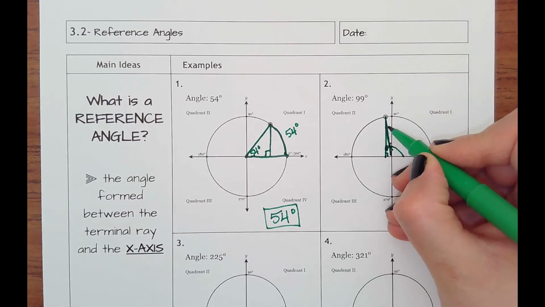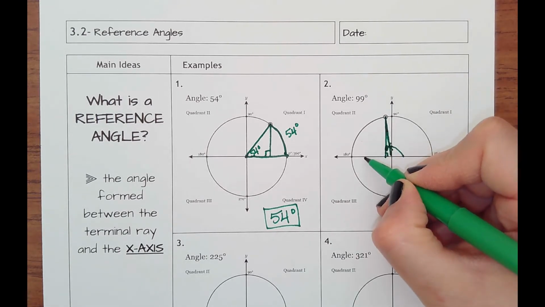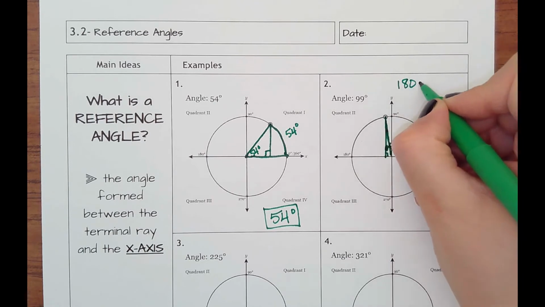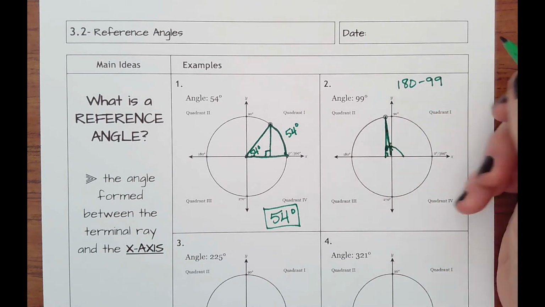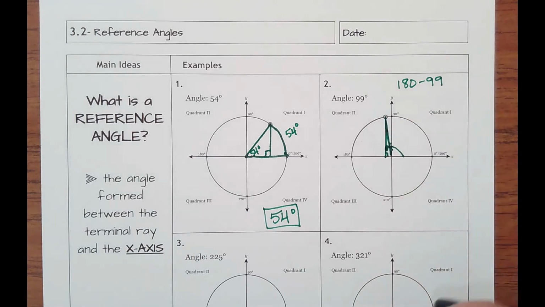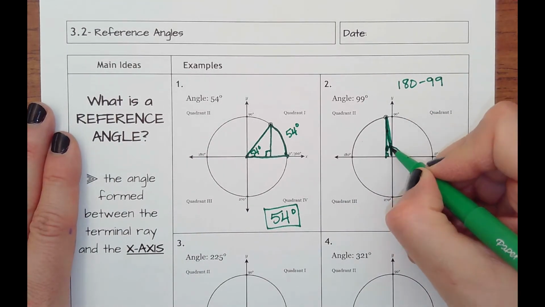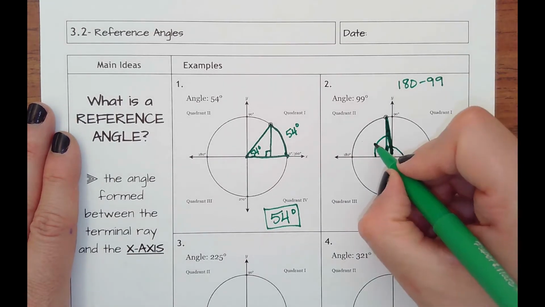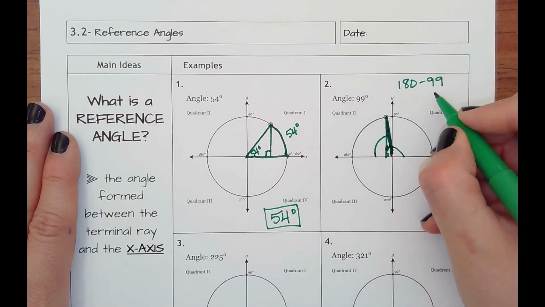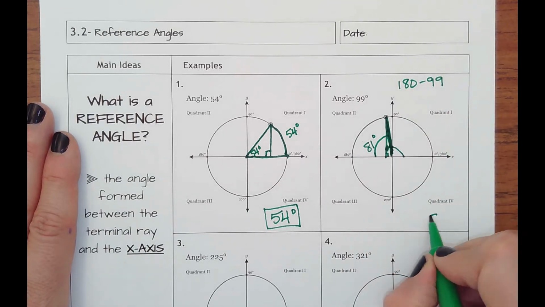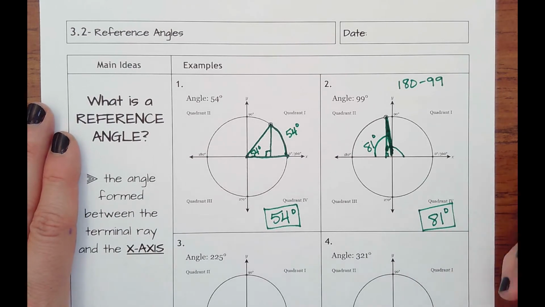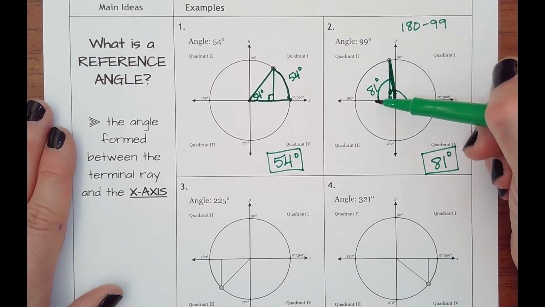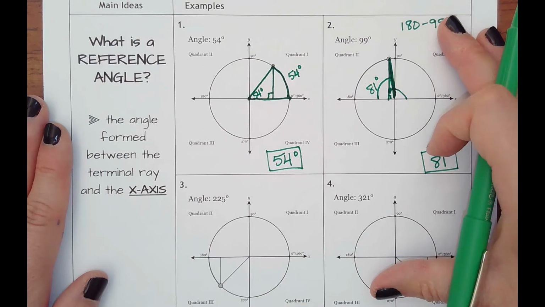But what I'm trying to figure out is how far is this ray from 180 degrees? And so in this one, I'm going to have to subtract 180 minus 99 to figure out how far is this one. I shouldn't have written on this so much, but how far is this one right here from the x-axis? And then 180 minus 99 would be 81 degrees, would be my reference angle. So if it's in quadrant 2, you're going to take 180 minus your angle.